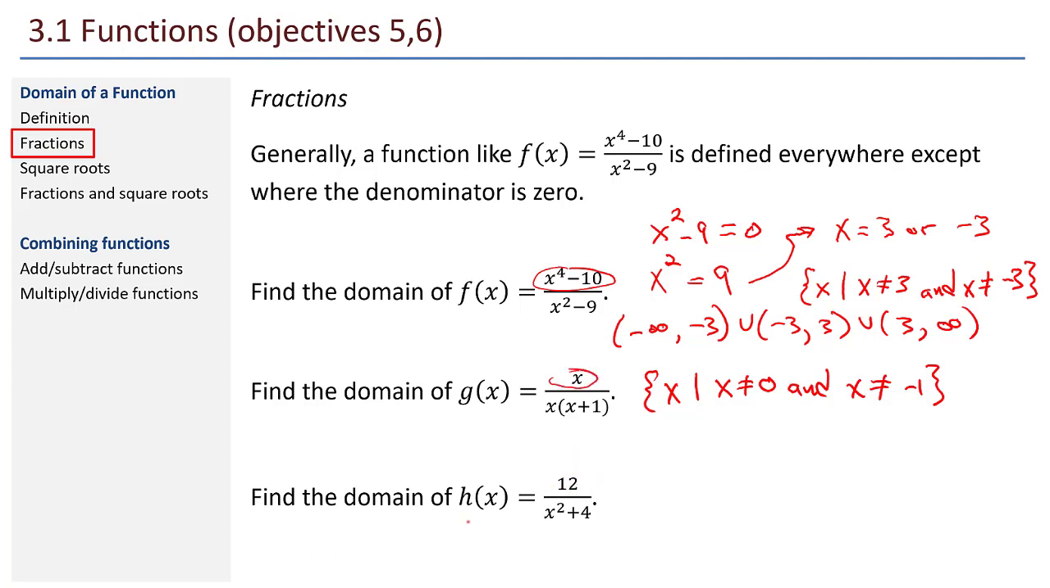Alright, last example, h of x. h of x is the function 12 divided by x squared plus 4. Where does that denominator equal 0? x squared plus 4 equals 0. So x squared equals negative 4. Wait a second. x squared equals negative 4? That's not ever possible, right? So no value of x makes that denominator 0. So in fact, the domain is all real numbers. Every real number works. Here we go as a nice interval. Negative infinity up to positive infinity.